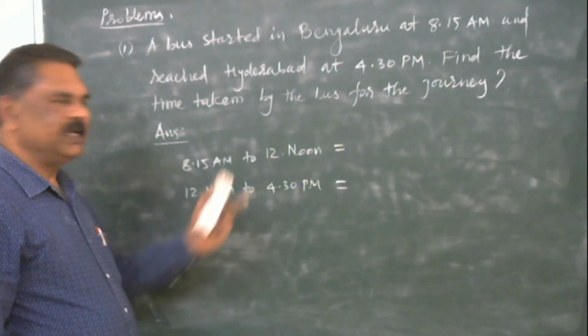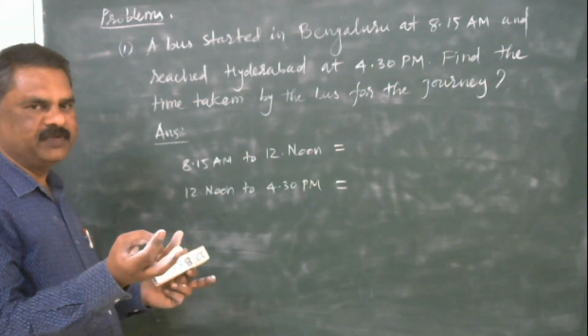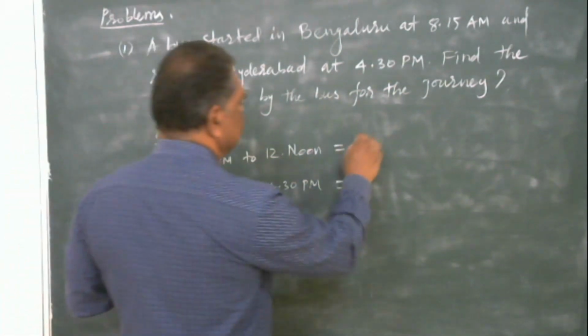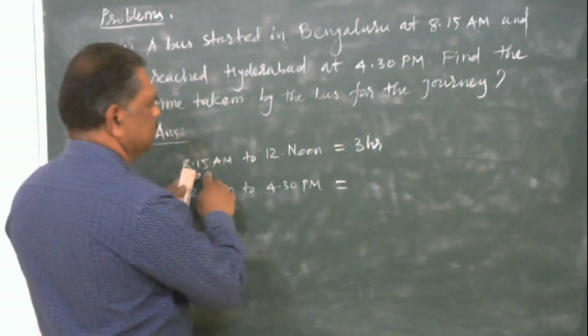8:15 to 12, 8:15, then 45 minutes, if you add 9, then 10, 11, 12. So 3 hours 45 minutes.